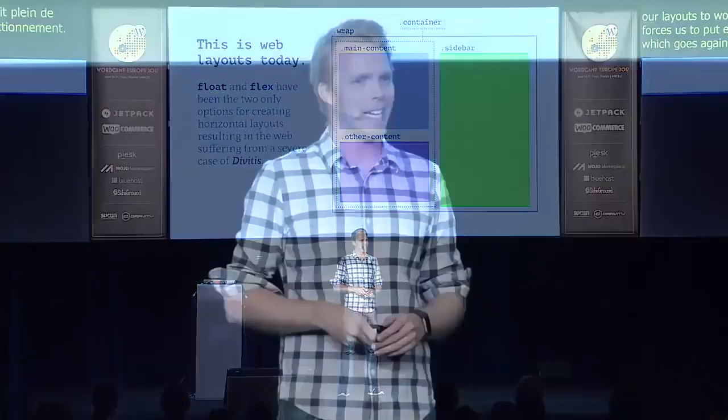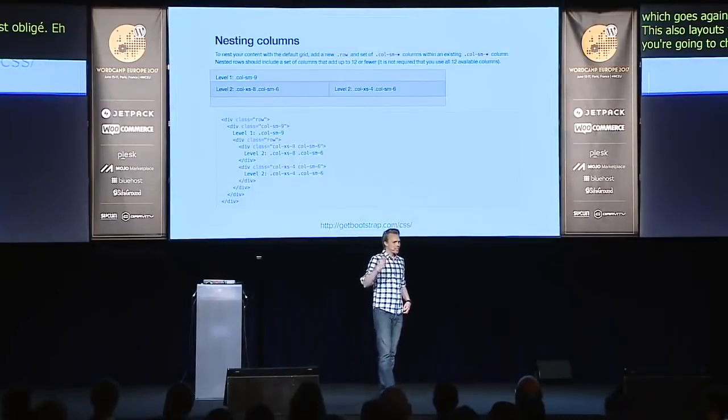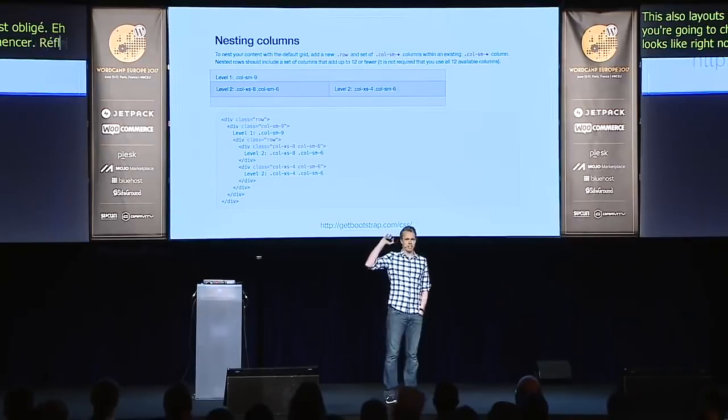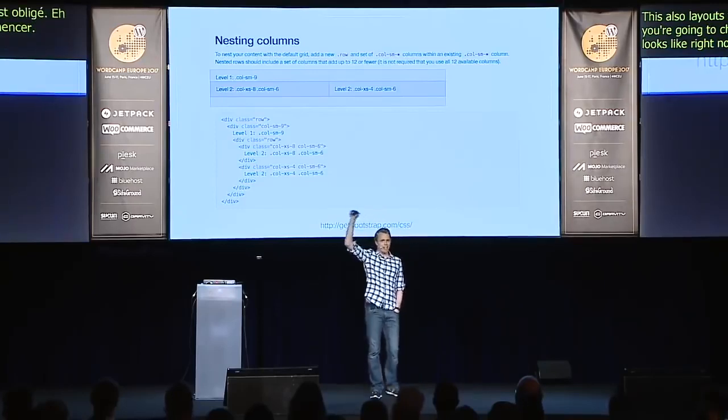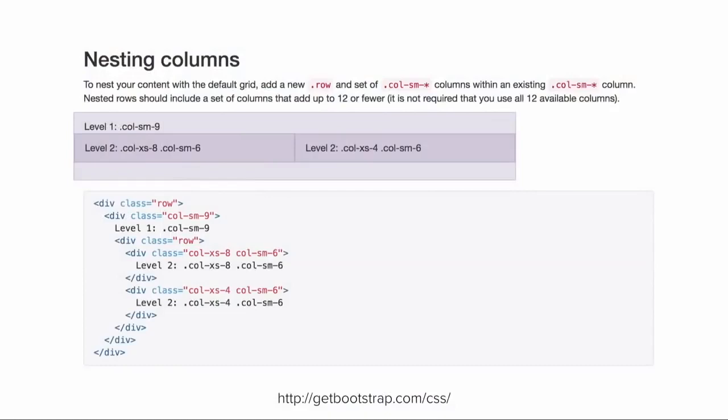This is also layouts today. This is how we have to do things. Well, it is today that you're going to change all this. Just before I get into it, consider what the web looks like right now. This is Bootstrap, the official documentation, telling you how to make a layout that has 2 columns. Look at the HTML. Look how many nested divs are necessary to get this to work.